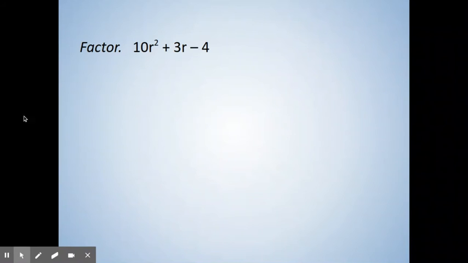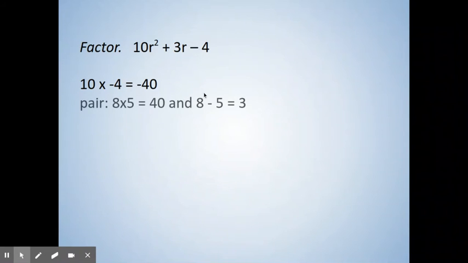How'd you do? Well, you want to start off by multiplying your 10 and your negative 4. That gives you negative 40. You are looking for a pair of numbers that can multiply to negative 40 and combine to 3. In this case, that pair would be 8 and 5. I guess it should say 8 times negative 5 gives you negative 40, and then 8 and a negative 5 will give you that 3.